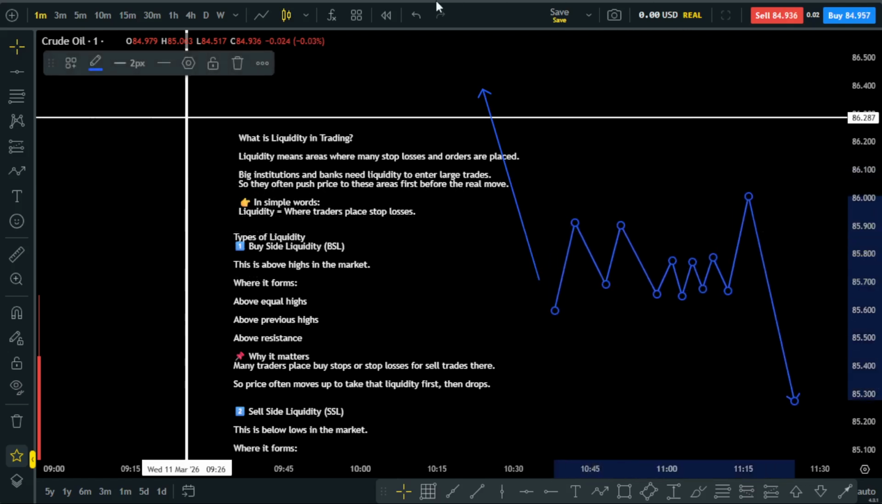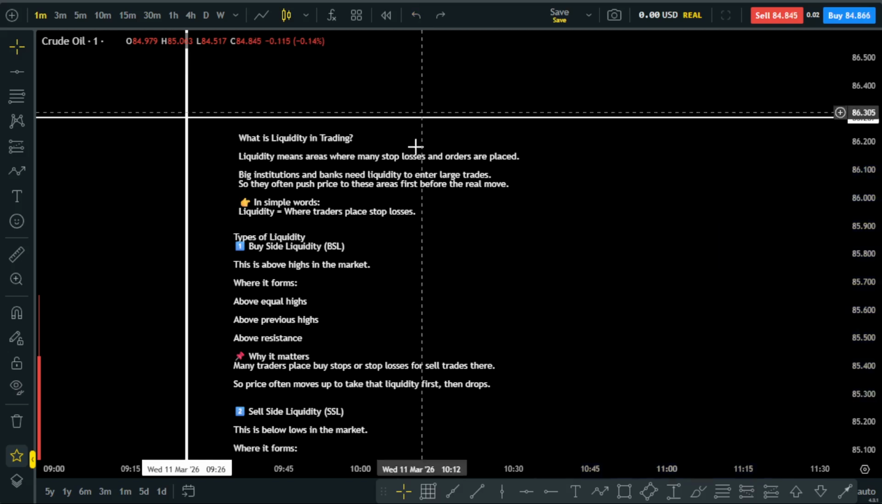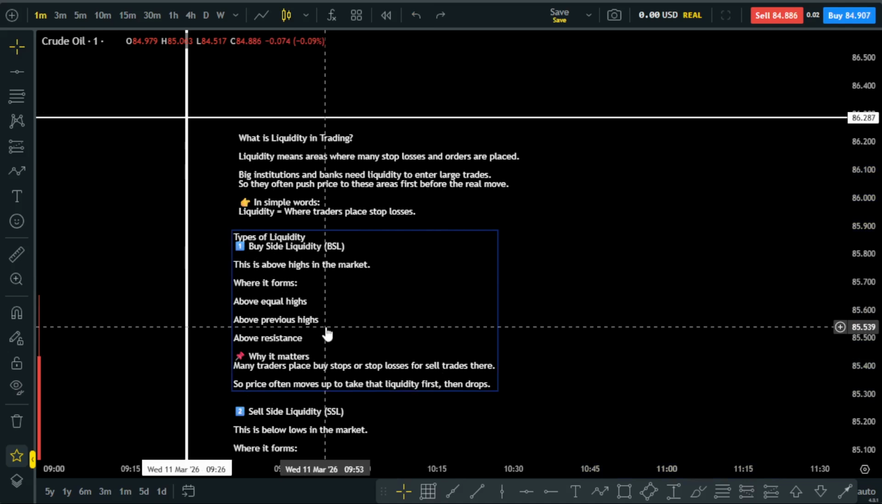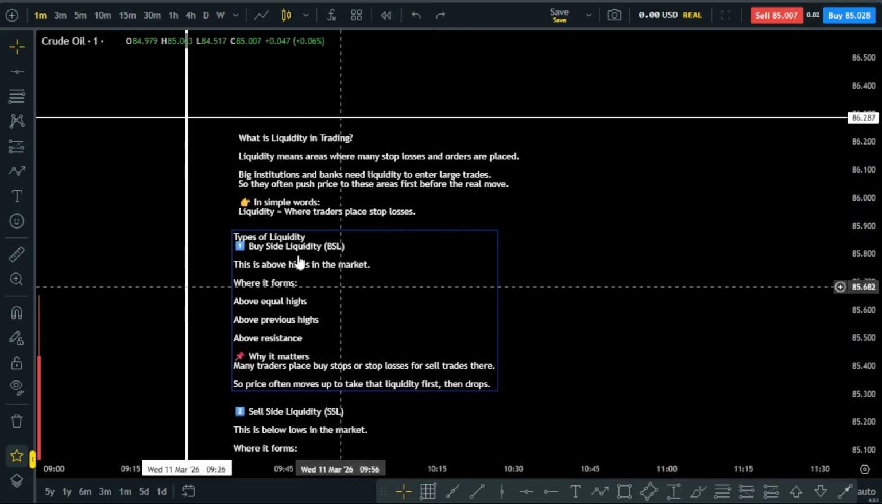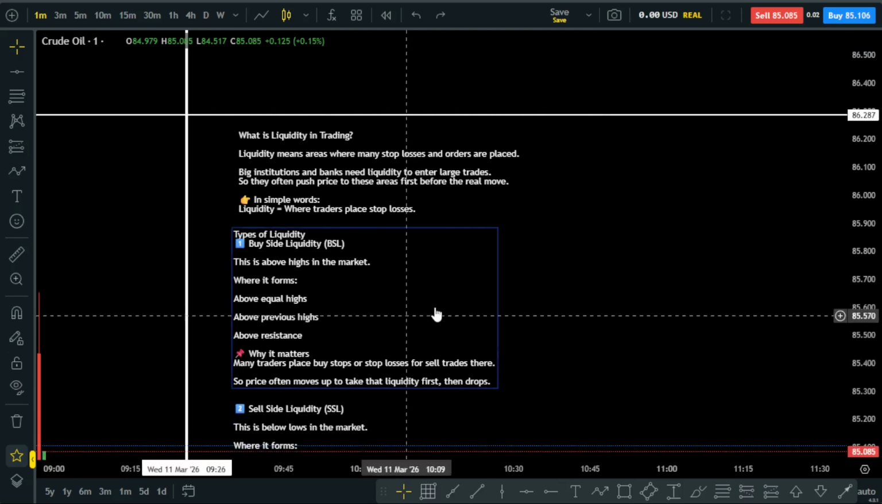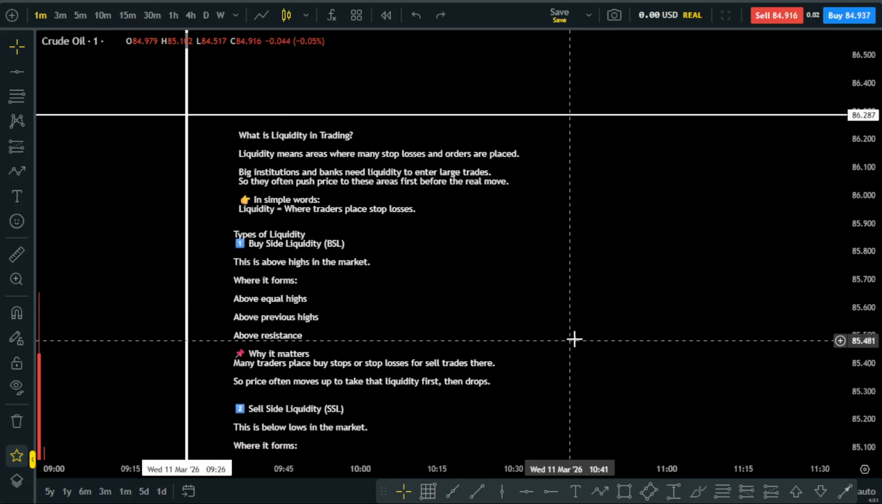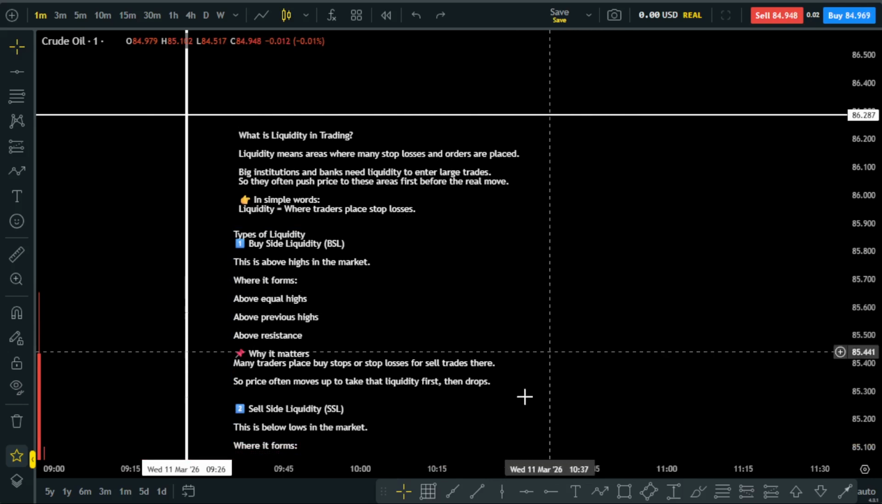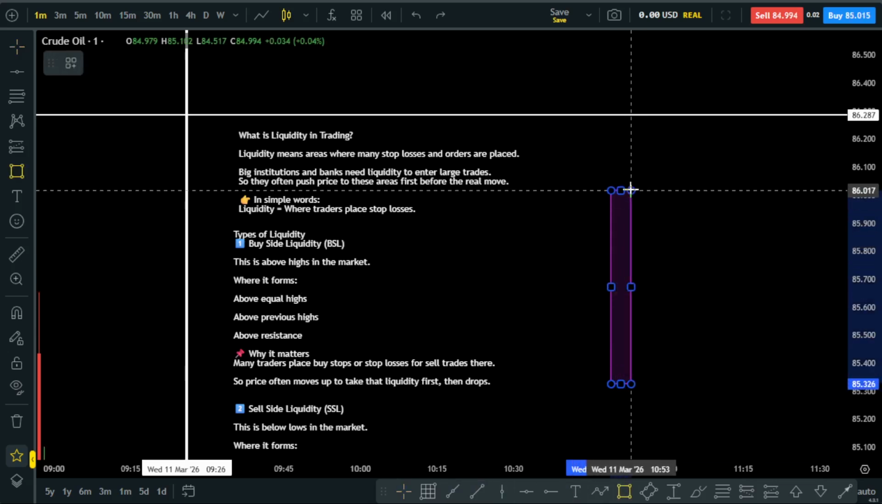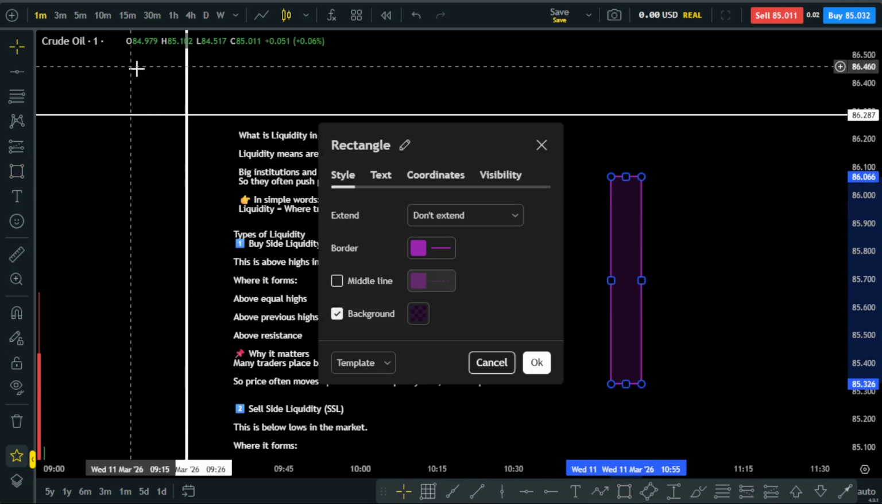Okay, so let me just remove them. And then we also have previous highs, which is a type of liquidity. You find them on the daily candle high or low. So what do you do? For instance, this is the daily candle.